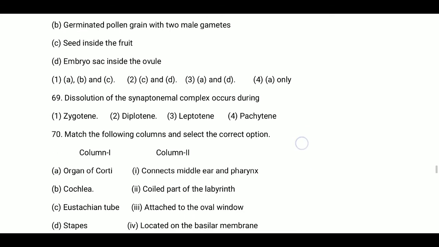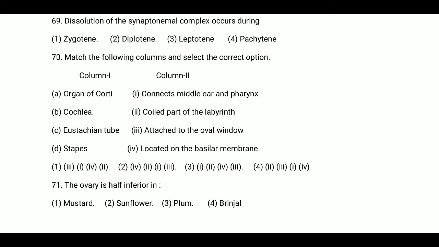Match the following columns and select the correct options. Organ of Corti, cochlea, eustachian tube, stapes. These are the parts of ear. Connects middle ear and pharynx, coiled part of labyrinth, attached to oval window, located on the membrane. Which option is correct? Let's take this also.